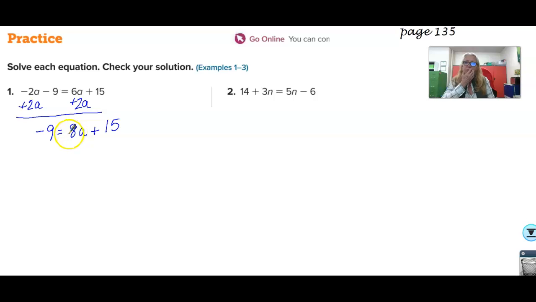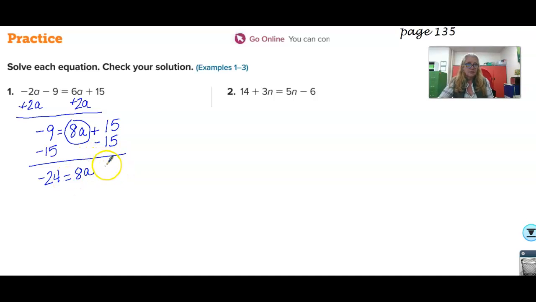This is just a two-step equation like we did before Thanksgiving. We want to get the variable term alone. So we need to get rid of the number that's on the same side with the variable term. To get rid of a plus 15, you subtract 15 from both sides. Negative 9 minus 15 is negative 24 equals 8a.